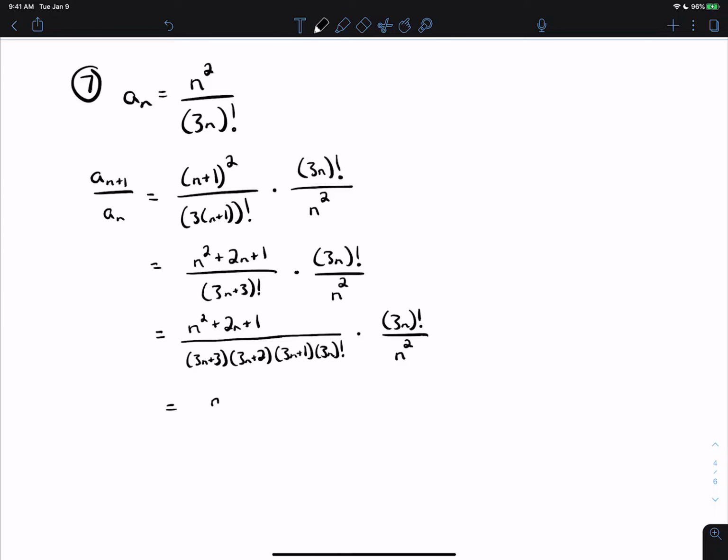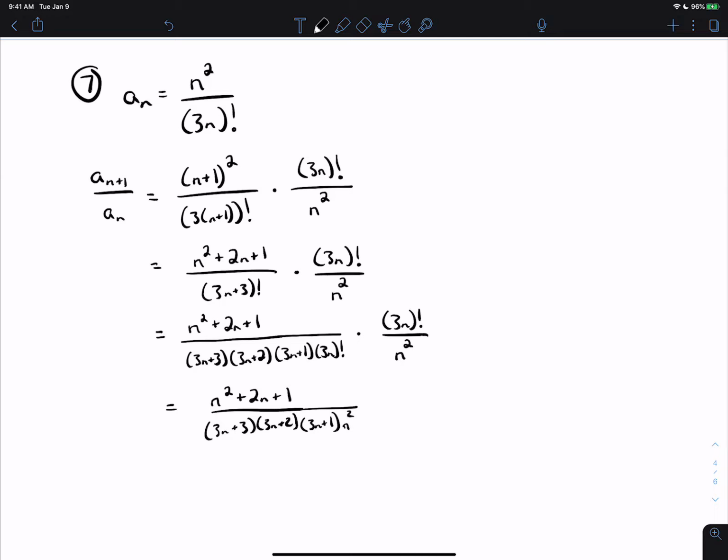And so we get n squared plus 2n plus 1 over 3n plus 3, 3n plus 2, 3n plus 1, and then n squared.